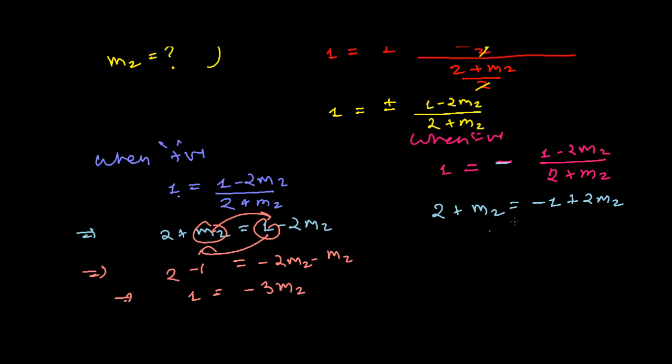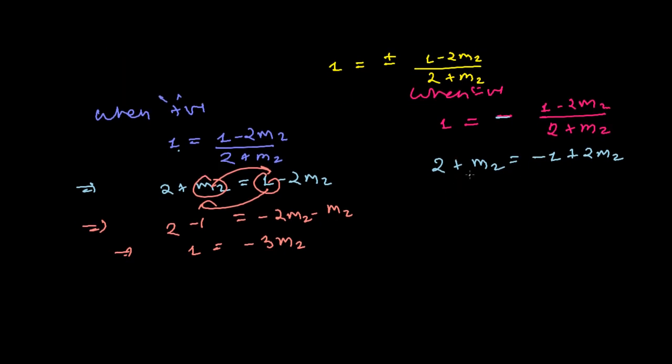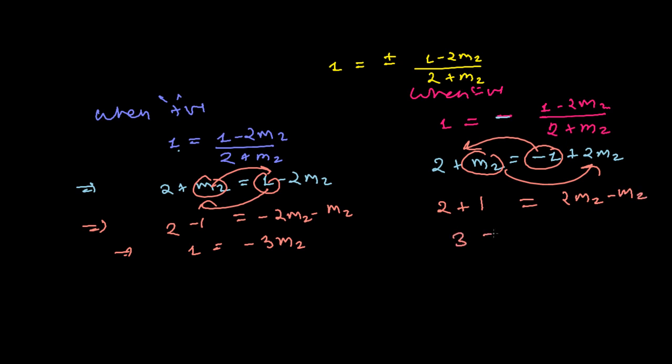And here, in the negative case, we get 2 plus m2 equals minus 1 times (1 minus 2m2), which gives minus 1 plus 2m2. Taking m2 to this side and minus 1 to this side, it will be 2 plus 1, and 2m2 minus m2 gives m2, so here we are getting 3 equals m2. And from the first case, m2 is equal to 1 over minus 3, so m2 equals minus 1 by 3, and here we are getting m2 equals 3.